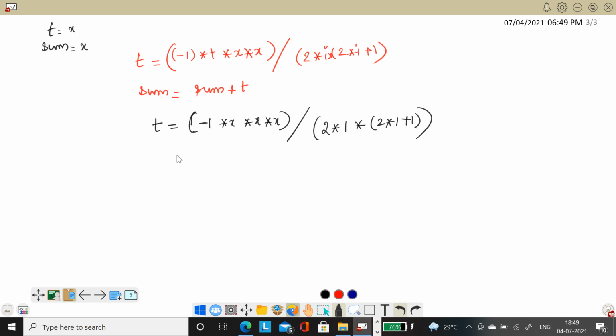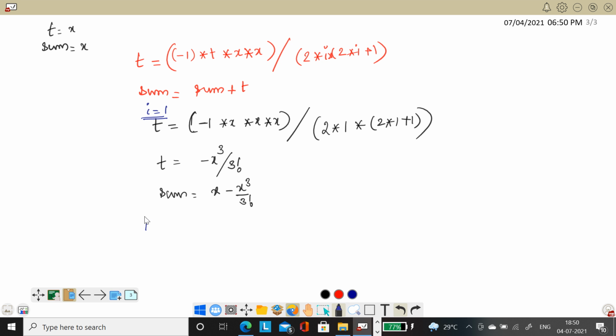What will this give me? This will give me minus x cube divided by 2 into 1 is 2, into 2 into 1 plus 1 is 3, and 3 into 2 is 6. That is nothing but 3 factorial. Where will this be stored? This will be stored into t, and I compute sum is equal to sum plus x minus x cube by 3 factorial. This is the case when I is equal to 1.